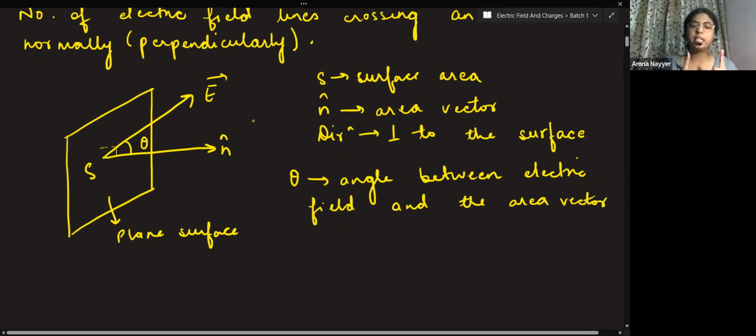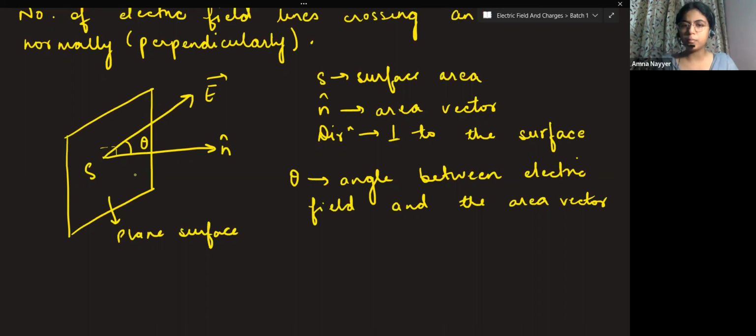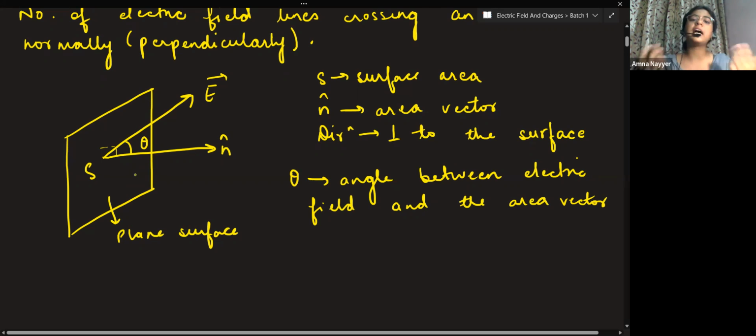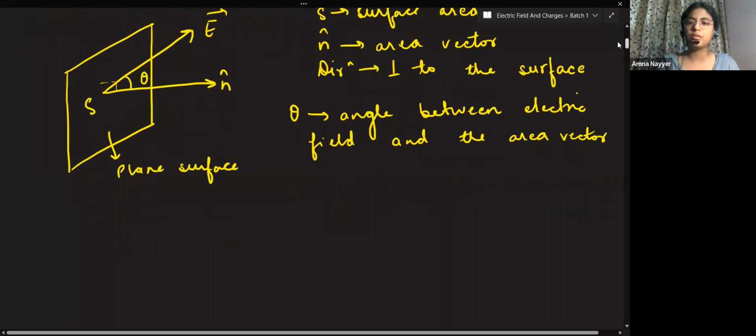See, the theta that we are considering is not the angle that the electric field is making with the plane surface. No, this is the angle that it is making with the area vector. And what is meant by area vector? Area vector is basically a perpendicular dropped on the plane surface. Now see, if you have such a condition where the electric field is not making an angle of 90 degrees, how will you calculate flux, or what is the general formula for calculation of flux?